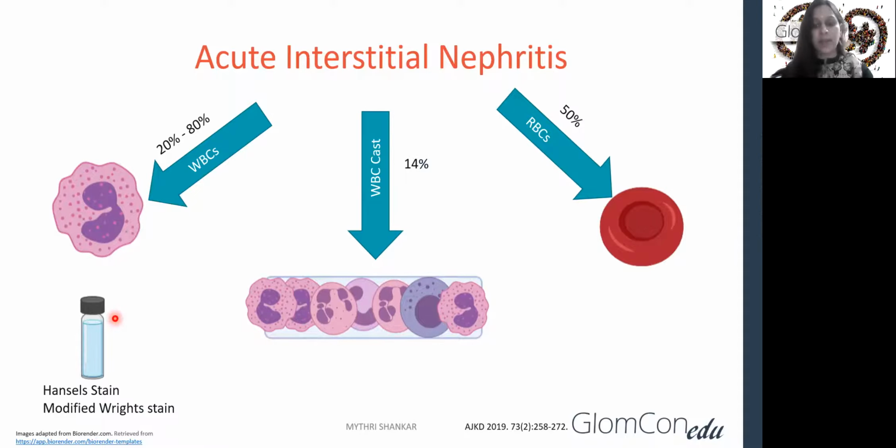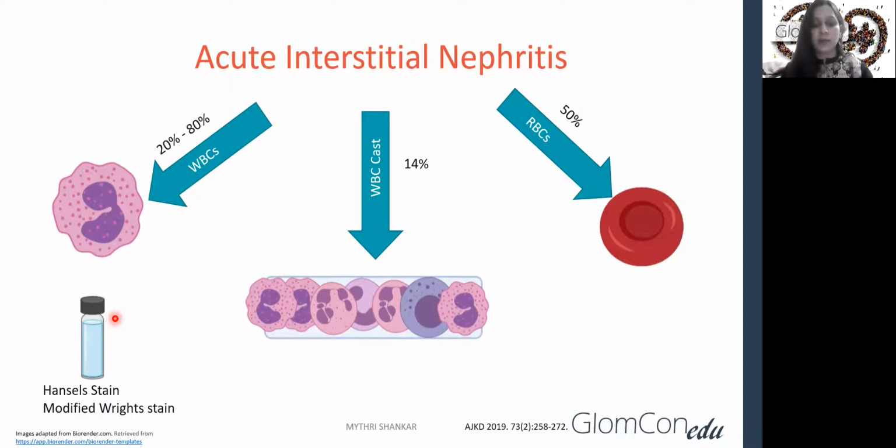Eosinophils are picked up by Hansel stain or modified Wright stain. There is a wide variation in leukocyturia in the published literature, with as low as 20% to as high as 80%, with an average of 70% of AIN cases showing WBCs.